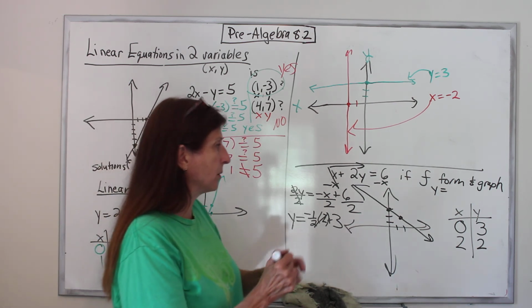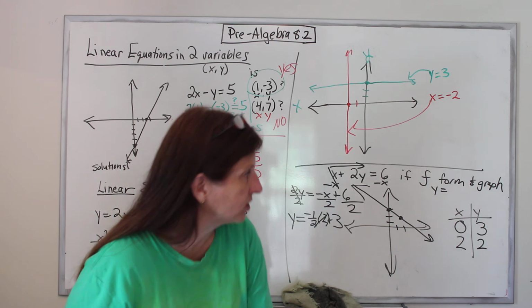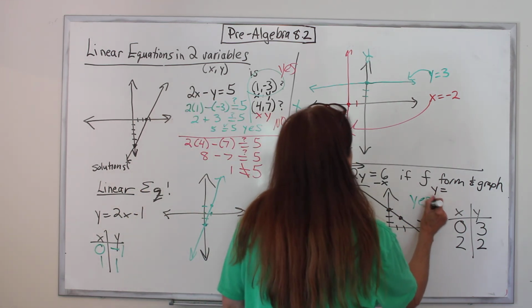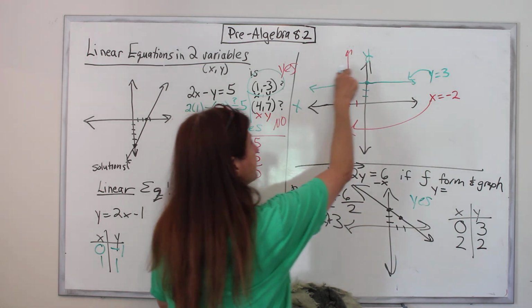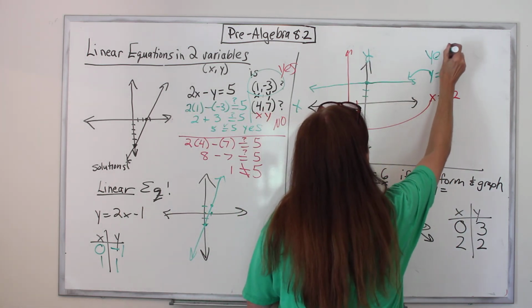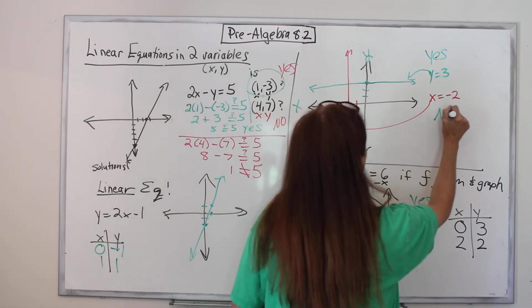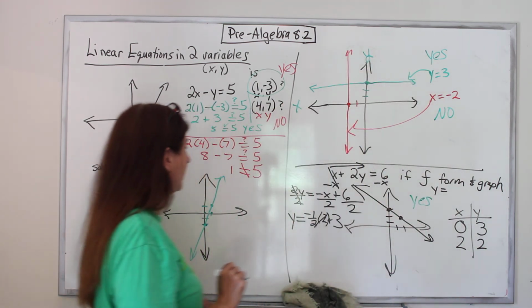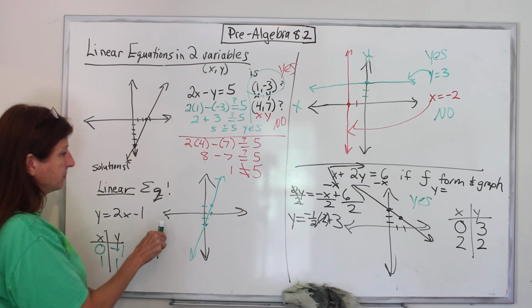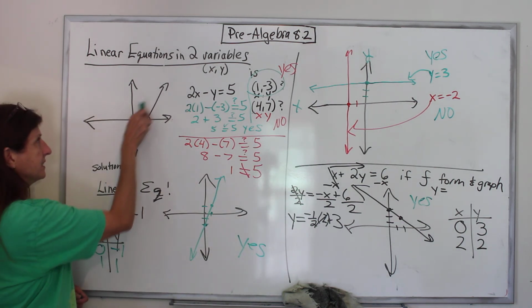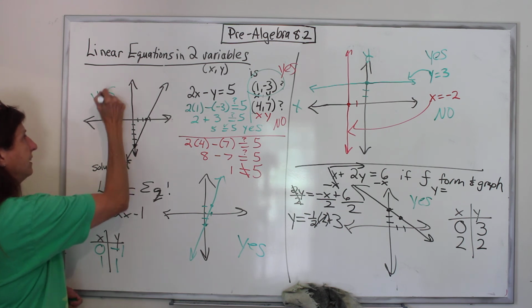The last thing we were going to do is say, is it a function? Okay, here's our pencil test. Let's do the green one. Is it a function? Yes. Let's do the red one. Is it a function? No. It touched the line in more than one place at a time. How about this one? Is it a function? Yes. Let's try this one. Is it a function? Yes.